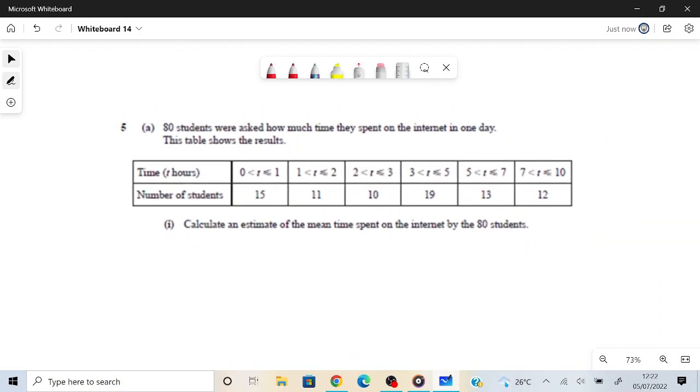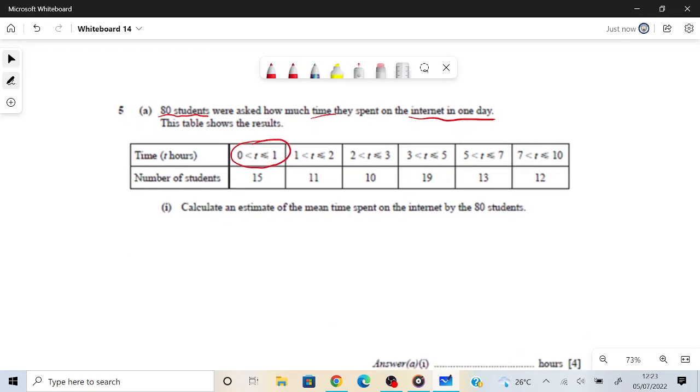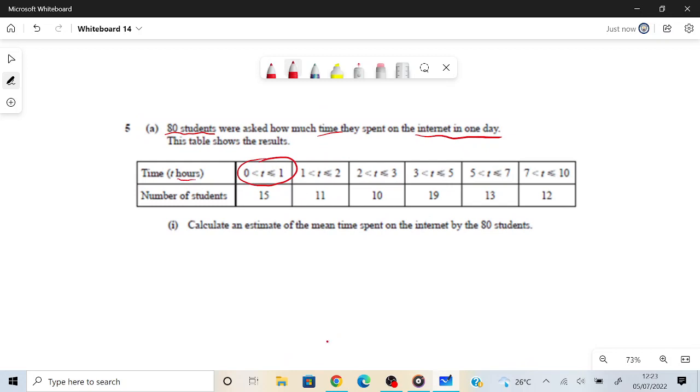The question says 80 students were asked how much time they spent on the internet in one day. The table shows the results. As you can see, the times have a particular range. The first value has a time of 0 to 1. That could be minutes or seconds, but I think it's hours, and it says hours here. So between 0 to 1 hour, then 1 to 2 hours, then 2 to 3 hours, 3 to 5, and so on.